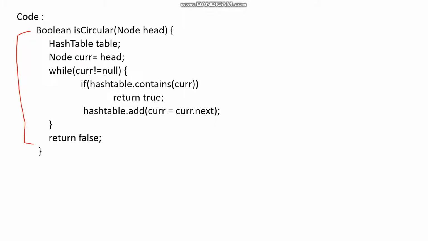So this is the code for the algorithm. We are traversing the linked list, and we are checking here if that node is already present in the hash table. If it is, we have found the cycle in the linked list, and we will return true. Else we will add the node to the hash table. If we don't find the same element in the hash table again, then this is not a cyclic linked list, so we will return false.